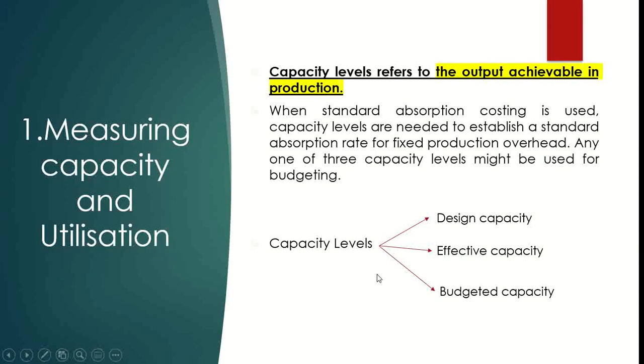So these capacity levels, remember, we can describe in any form. Either it can be number of output. So we can say capacity level is 500,000 labor hours, or we can say our capacity level is 100,000 units, or we can say our capacity level is 200,000 machine hours.